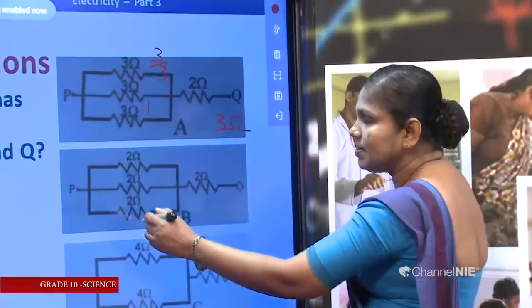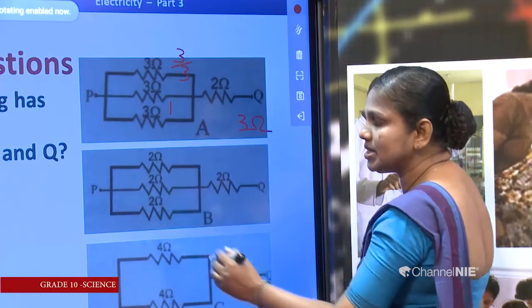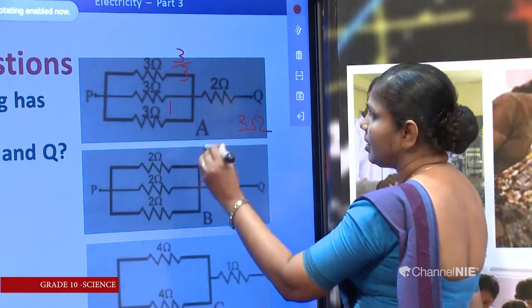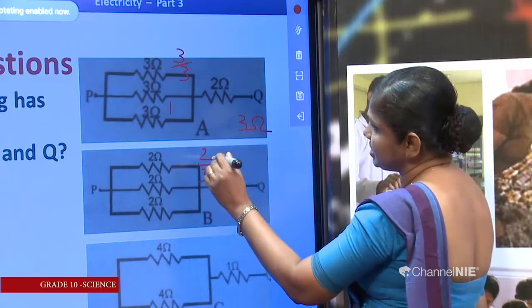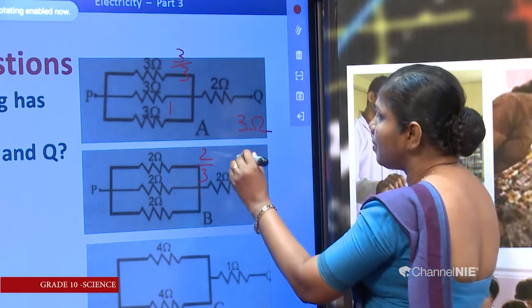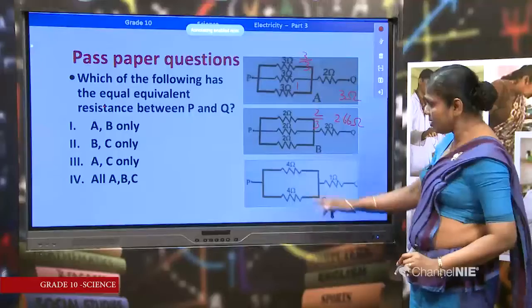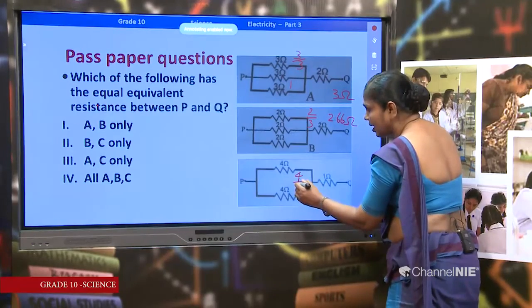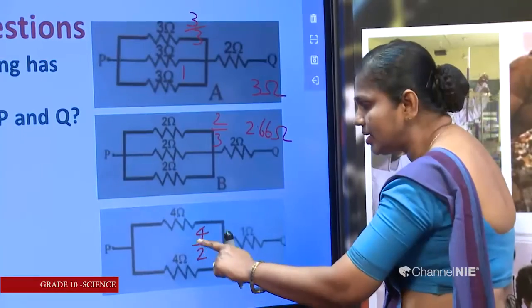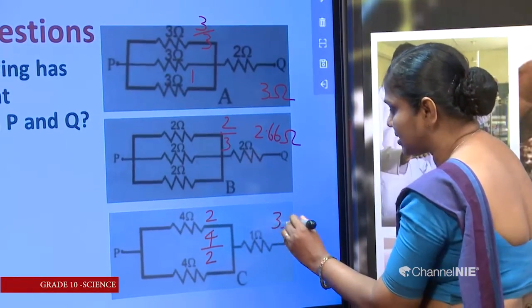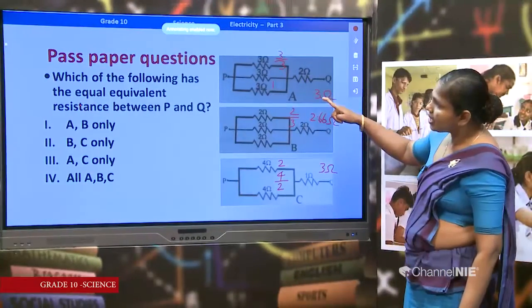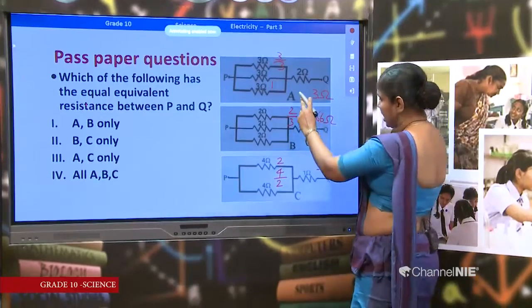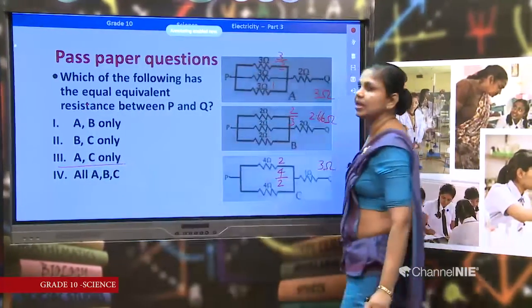Here the equivalent is, see, all 2 ohm resistors, value of one resistor 2 and number of resistors 3. Then 2 over 3 is the equivalent here. This is 0.66 plus 2, then 2.66 is the equivalent. Here two 4 ohm resistors are connected. Value of one resistor 4, number of resistors 2. Then equivalent is 2. 2 plus 1, equivalent is 3. Then what are the circuits with equal equivalent resistance? First one, A and C. Answer, third answer. A and C.